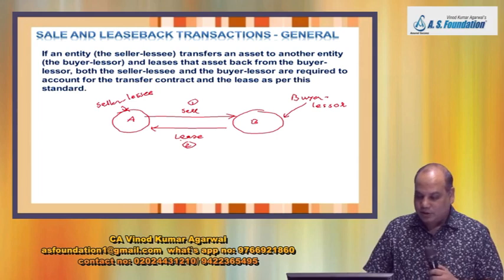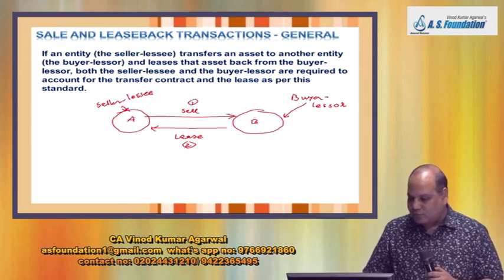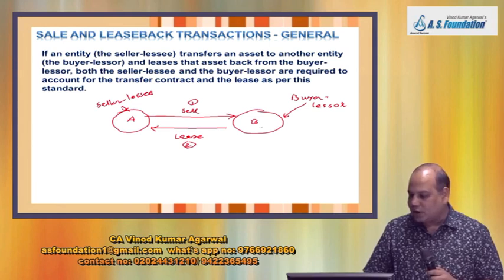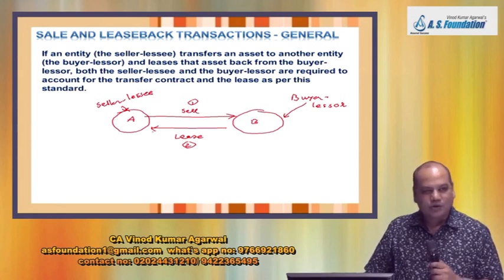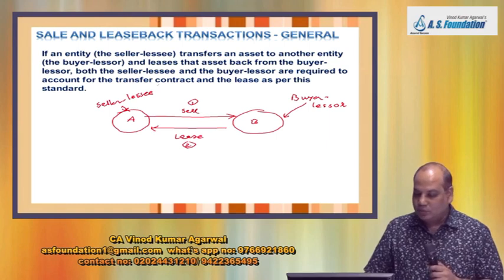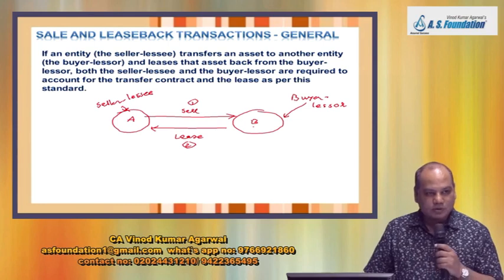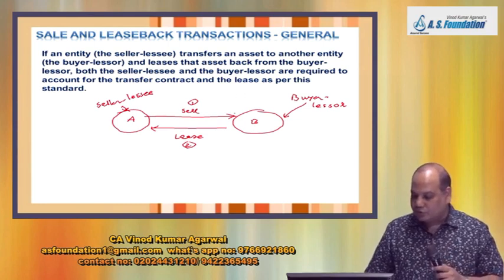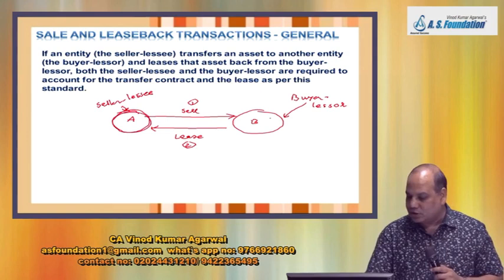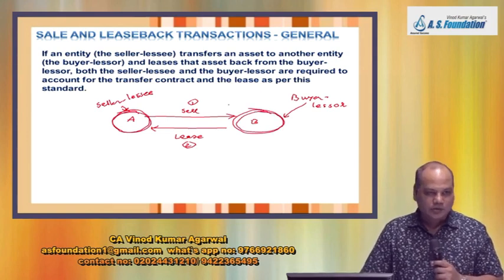Okay, if an entity, that is in our diagram A, seller lessee, transfers an asset to another entity, that is the buyer lessor, and leases that asset back from the buyer lessor, both the seller lessee and the buyer lessor are required to account for the transfer contract and the lease as per this standard. Okay. So how will A record the transaction and how will B record the transaction?